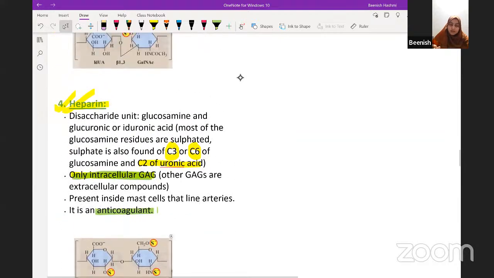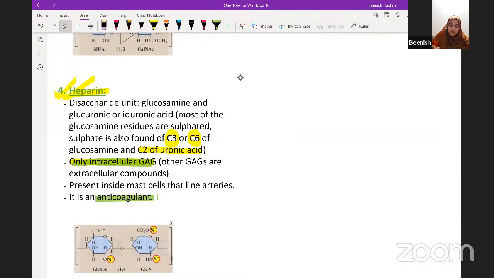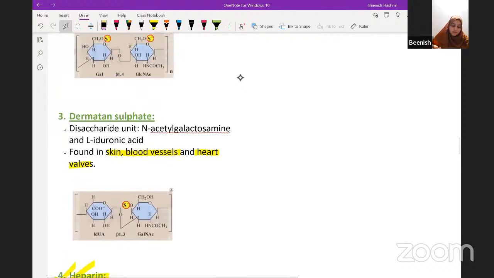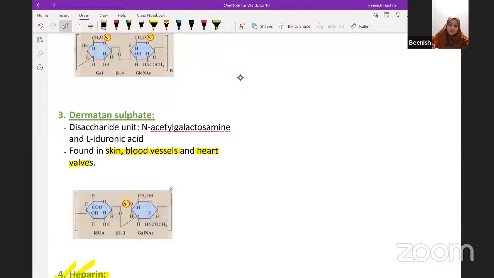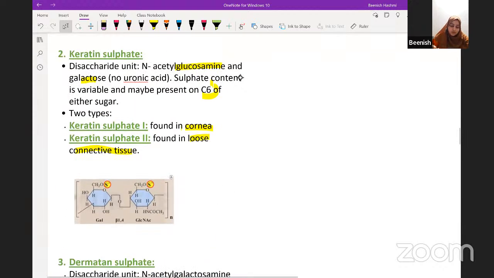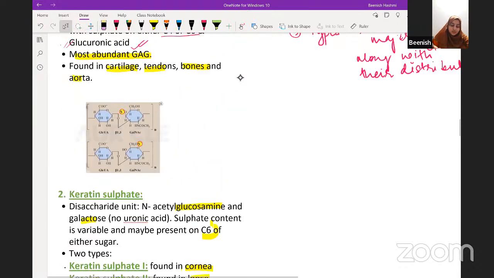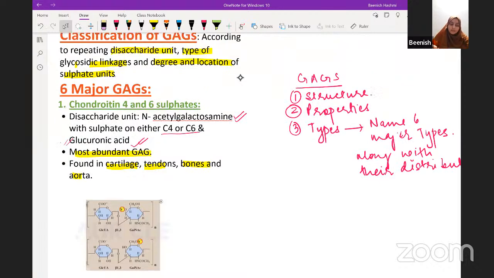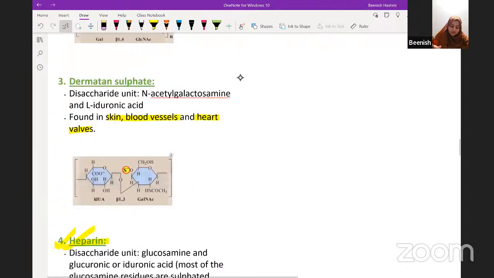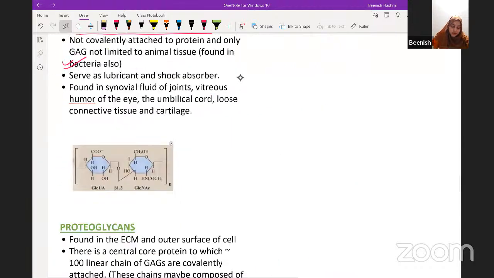And heparin, that it is the only intracellular GAG present inside mast cells and it is also an anticoagulant. And for dermatan sulfate, you need to know its distribution, that it is found in skin, blood vessels, and heart valves. And your keratan sulfates, they are found in cornea and loose connective tissue. And the most abundant GAG is your chondroitin sulfates. So that was briefly about GAGs.